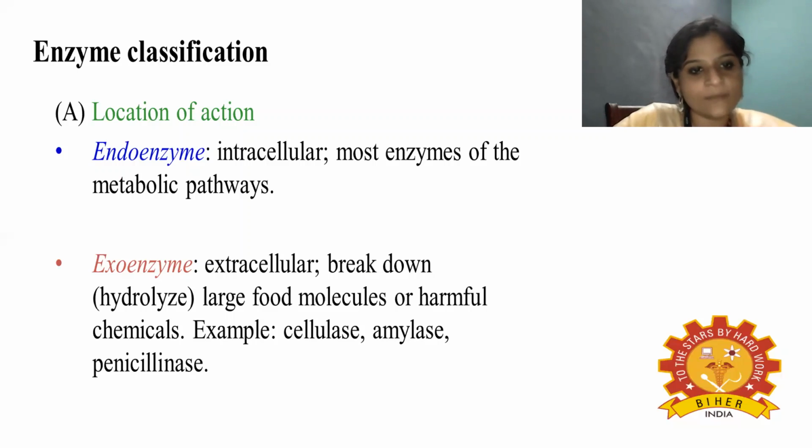Exoenzymes, extracellular, break down large food molecules or harmful chemical. Example, cellulase. So previously we have mentioned cellulase. Why they are calling it as exoenzyme is they are going to break the external bond. So say the cellulose is composed of more than 10,000 glucose units, isn't it? So they are going to break the external beta glucose bonds in the cellulose. So they come under this exoenzyme category. So based on the location of action, enzymes are classified into endoenzyme and exoenzyme.